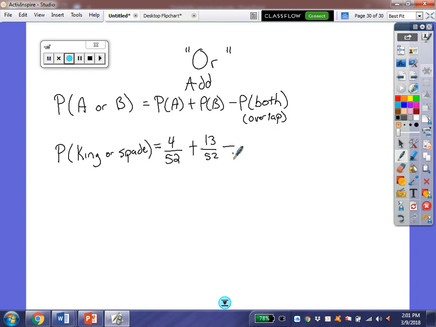But we have to subtract something. And we have to subtract the king of spades, because that was counted in our kings, and that was counted in our spades. So we're going to subtract 1 out of 52 and get 16 out of 52 as our final answer.